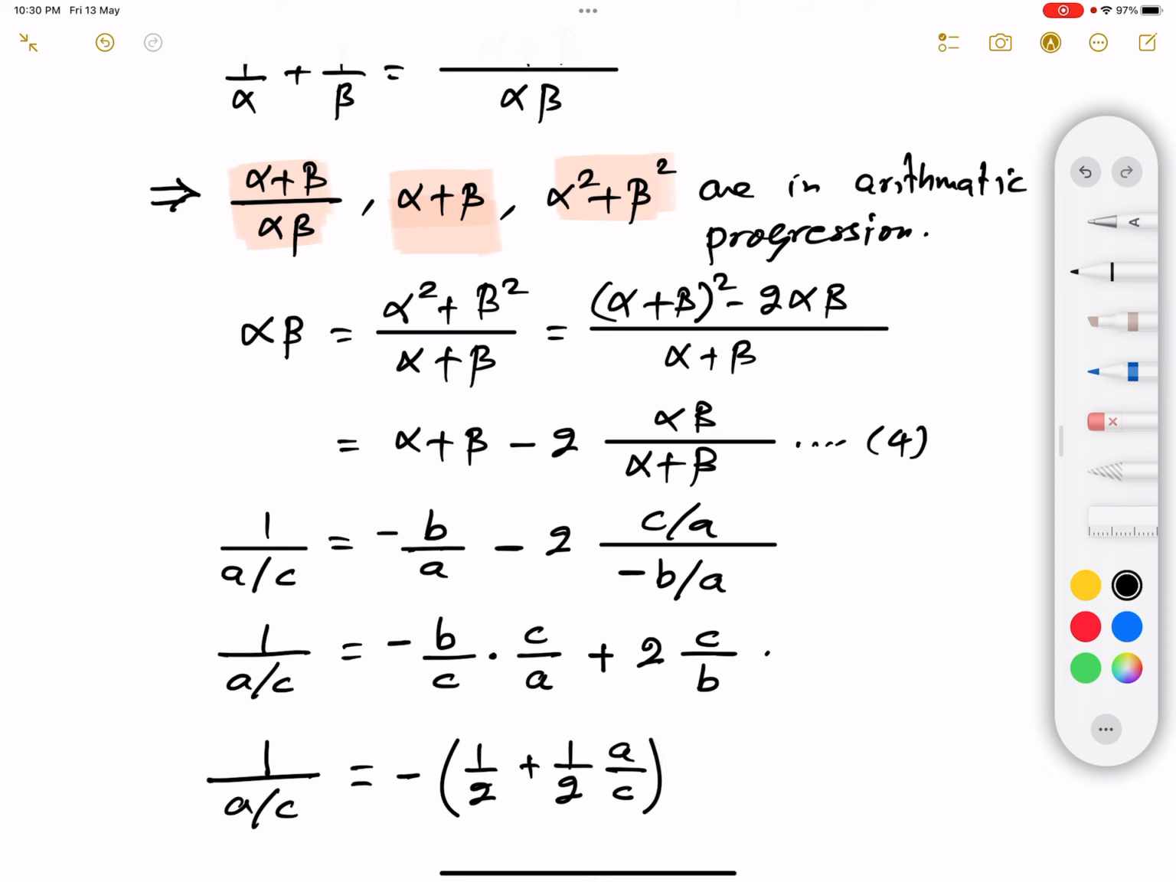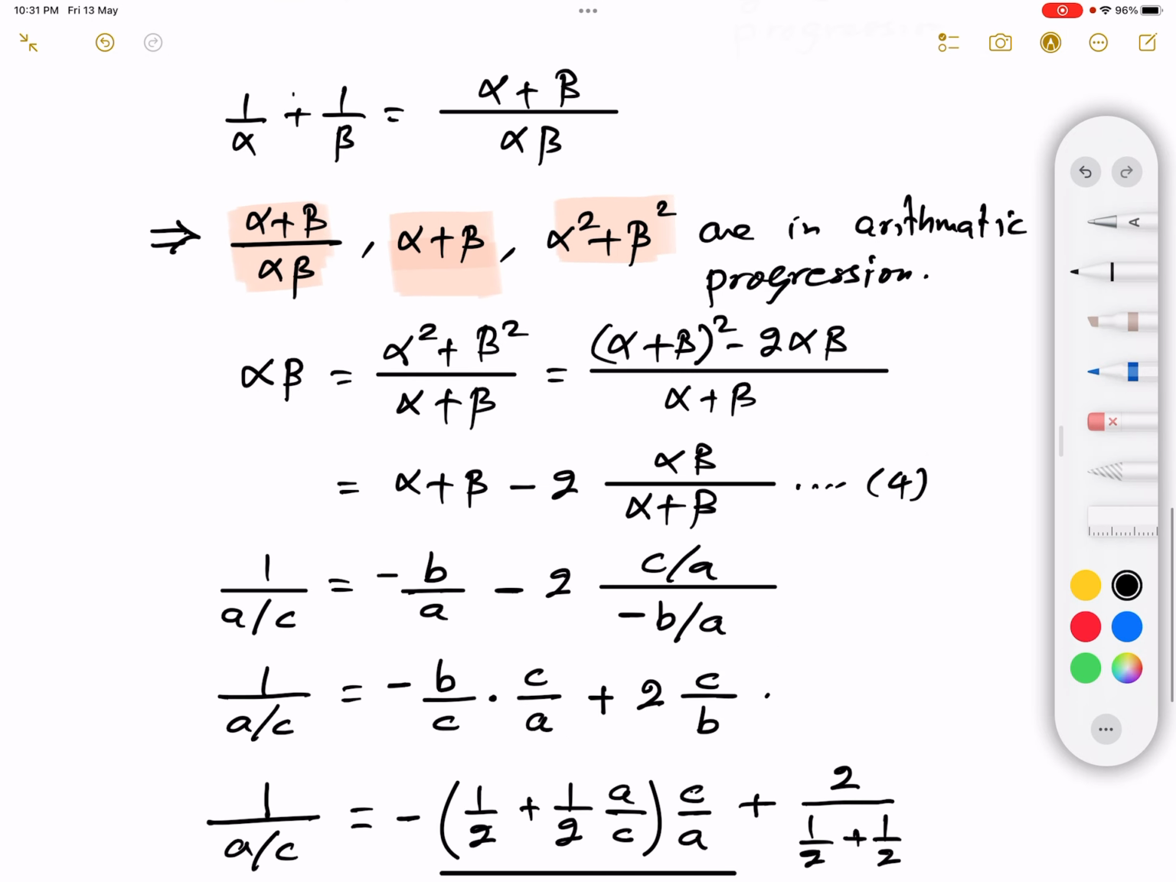And outside, we have C over A, or basically, yeah, let's leave it like that. Okay, and plus 2C over B can be rewritten as 2 divided by B over C, which is basically half plus half A over C.